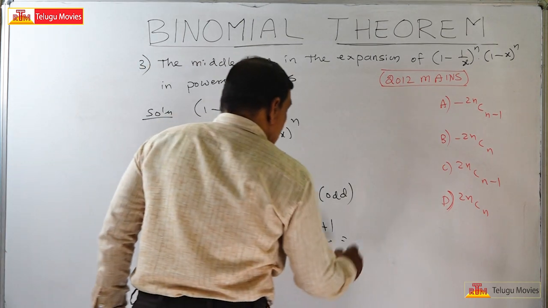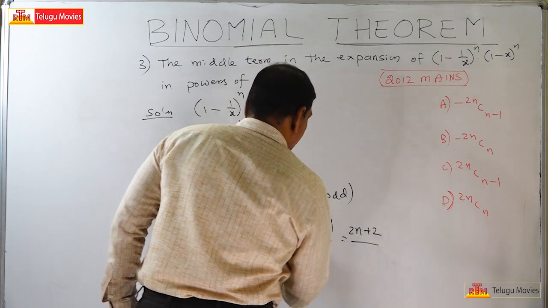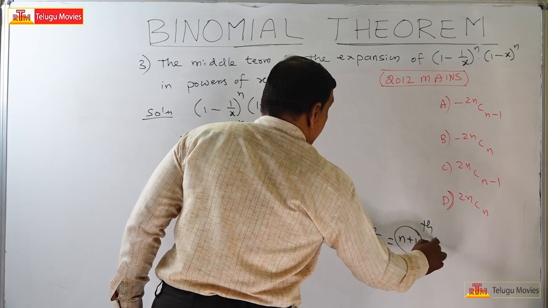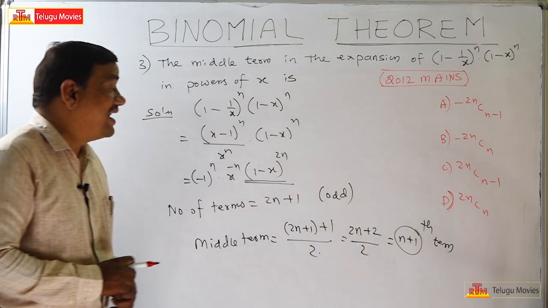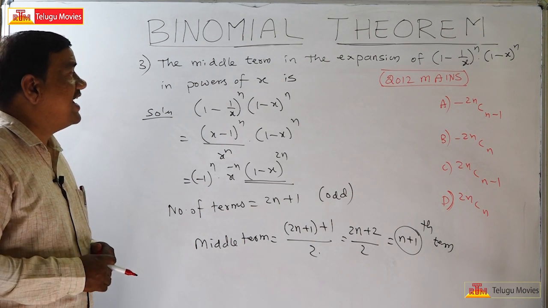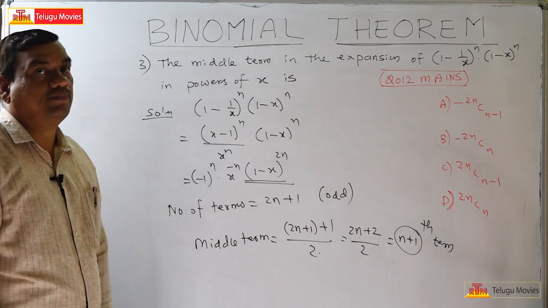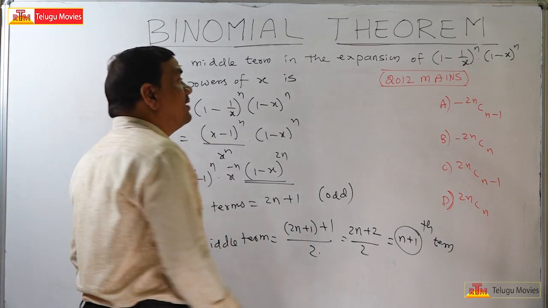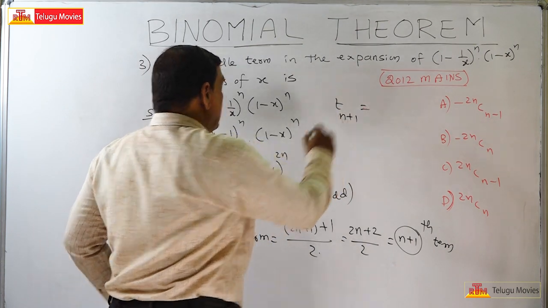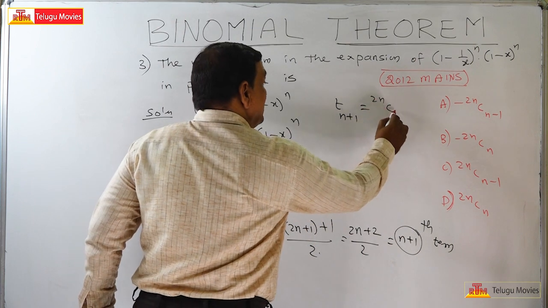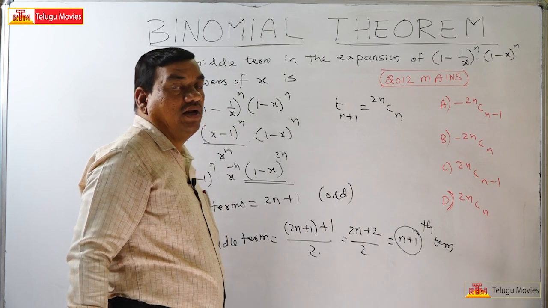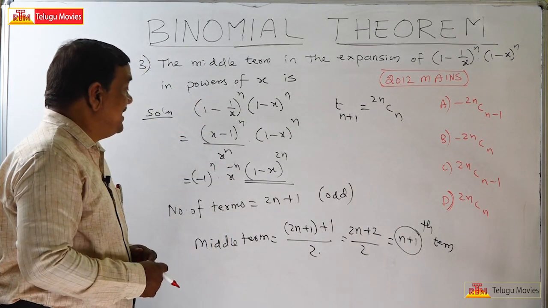So here how much is this? It is 2n plus 2 by 2. So this is 2 by 2. This is equal to n plus 1th term will be the middle term. The middle term in the expansion is the n plus 1th term. What is the n plus 1th term in this expansion? The n plus 1th term is equal to 2n c n. If it is the r plus 1th term, n c r. So 2n c n will be there.